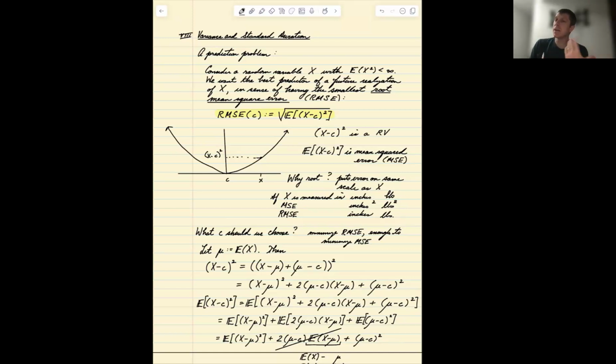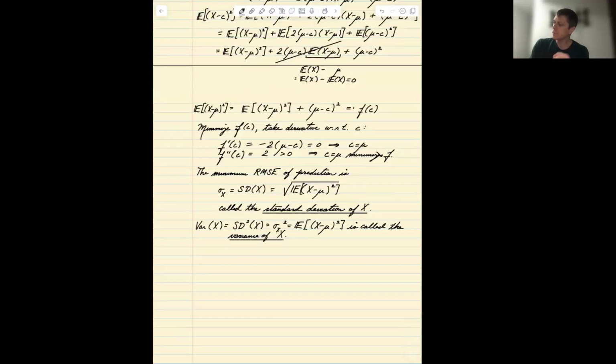So if we minimize something else, we might have a better guess for something else. But if this is our error, if this is how we judge our prediction, then the mean is the unique minimizer of this error. And the variance and standard deviation are the minimum possible values of this prediction error. They tell us this is the best you can possibly do at predicting this random variable by a single value on average.